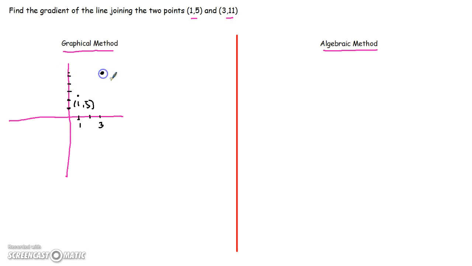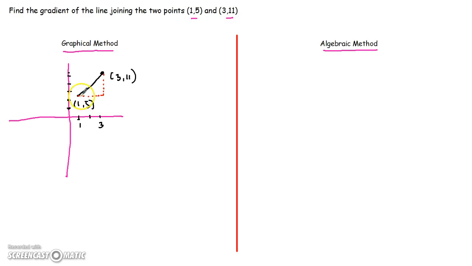So let's put our point there. 3, 11. Remember, we go x first, then y. Alright, joining up our 2 points, here to here, as we've done in the past. Let's join them with a triangle so we can get our rise and our run.